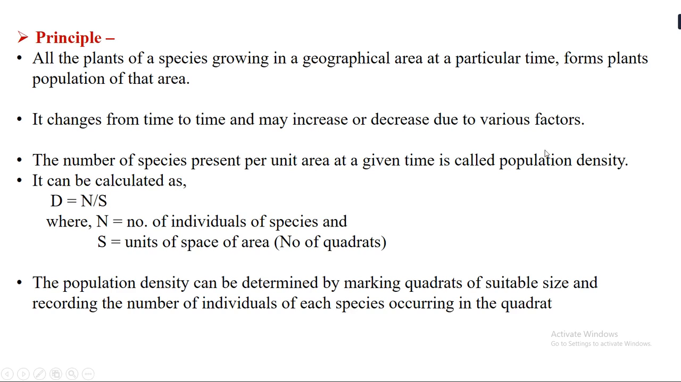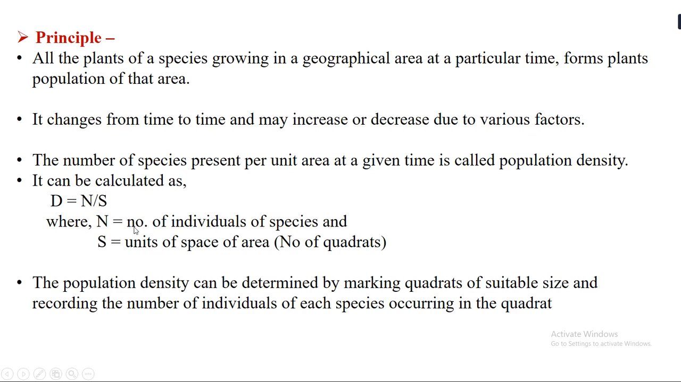Now, the number of individuals of a species present per unit area at a given time is called population density, which we have already discussed previously as well. This population density can be calculated by this formula. D stands for the population density, which equals N upon S. N is the number of individuals of that particular species in that area.